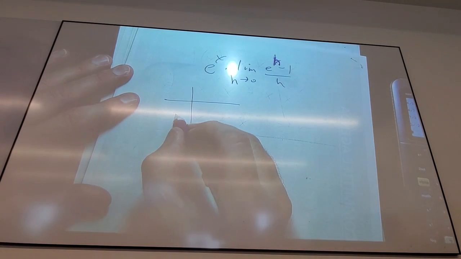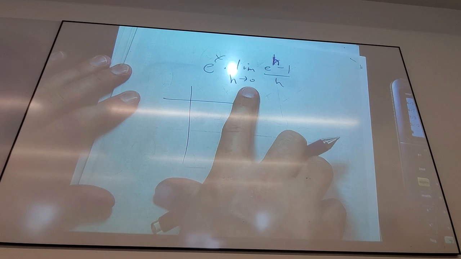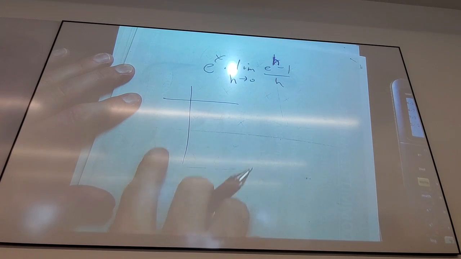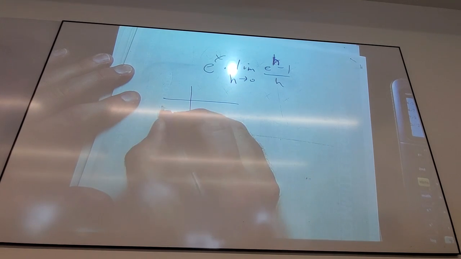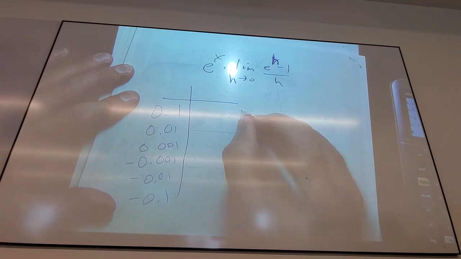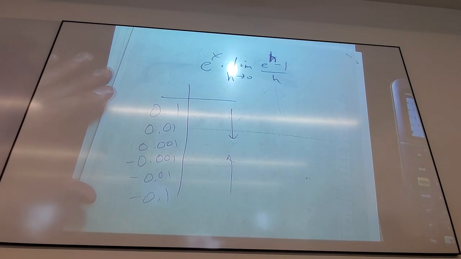All right, so here's what I'm gonna do. What input should I do? Some of us still have trouble with this. I want my inputs to get close to 0. I still have people doing 1, 2, 3. Doesn't make any sense. 0.1. I want to get close to 0. I can also do negative 0.001, negative 0.01, negative 0.1. I like to do it that way so I can look for a pattern.